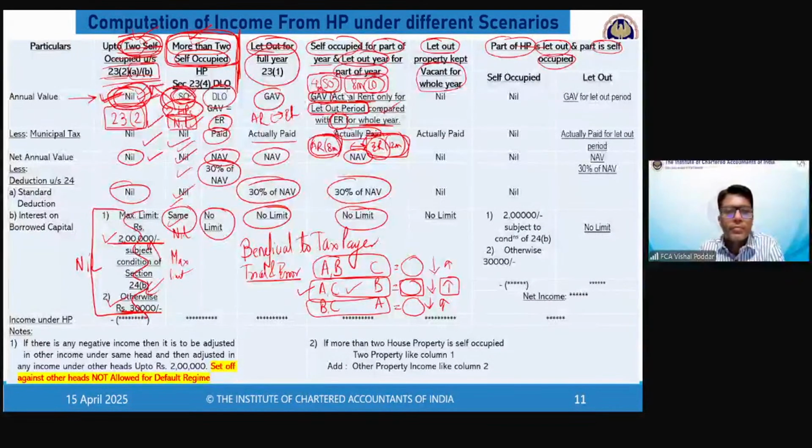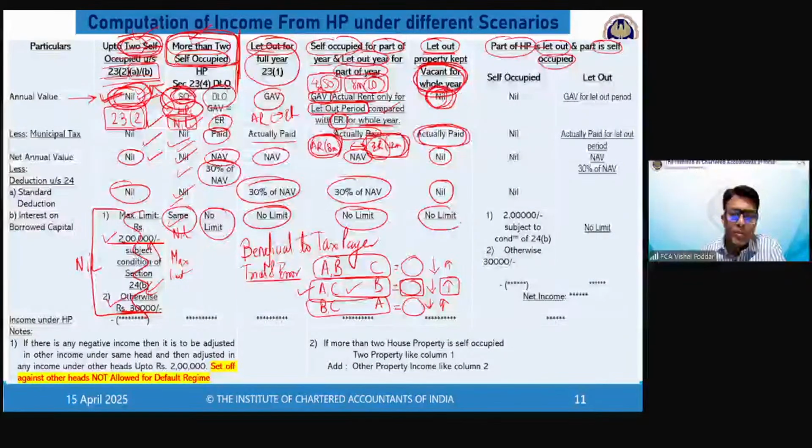Anandruti. Now, next case scenario. Your property was let out, but it remained vacant. Now, where the property is let out but it remained vacant for the whole year, again the law says take GAV as nil. Now, here, even though they are saying take municipal tax paid, still NAV will be taken as nil. It cannot be negative. Once NAV is nil, standard deduction is nil.